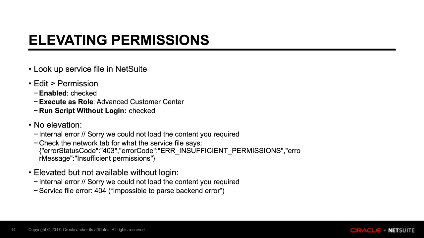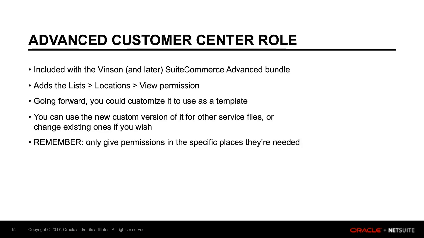So the advanced customer role, if you are running Vincent, you can check this in your back end, but essentially what happens is it's the standard customer role, but it also gives an additional permission. And to visualize what that permission is, you can go to Lists, Location, View, and take a look at your company's permissions.